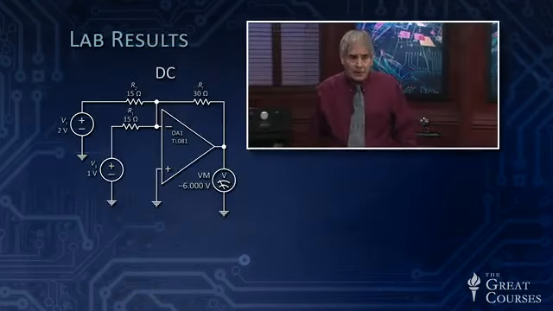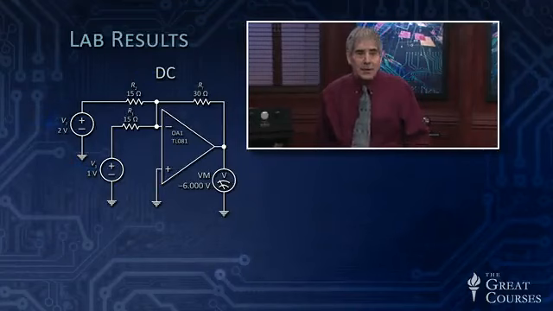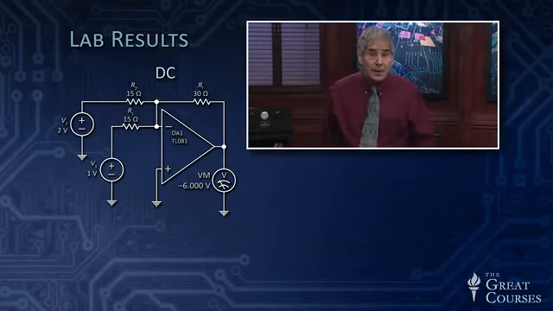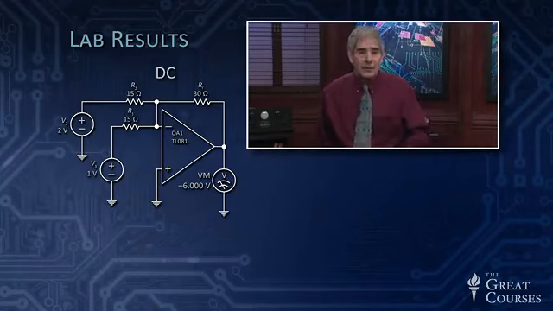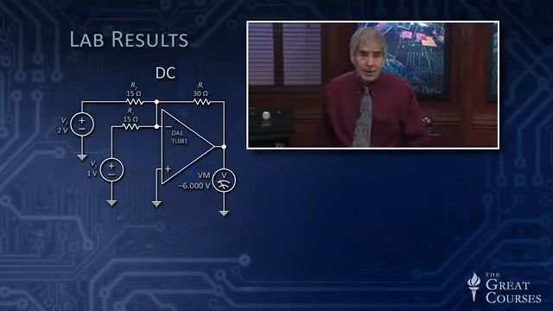So here are the results. On the left, I'm doing DC results. I've got 1 volt at V1 and 2 volts at V2. The output is supposed to be an inverting summing amplifier that weights the two equally and has a gain of 2 here. And so indeed, we have 1 volt plus 2 volts is 3 volts. Double that, you get 6 volts. Invert it, you get minus 6 volts. And that's indeed what the voltmeter reads.